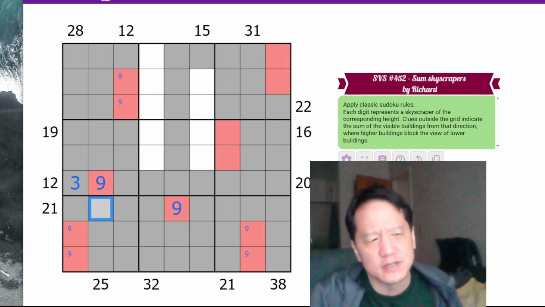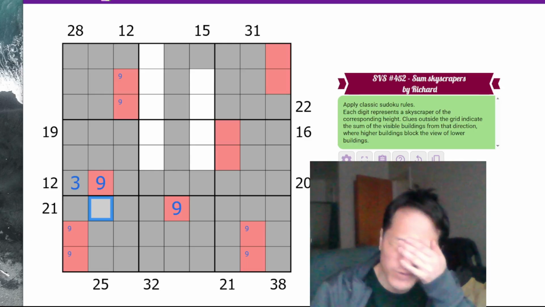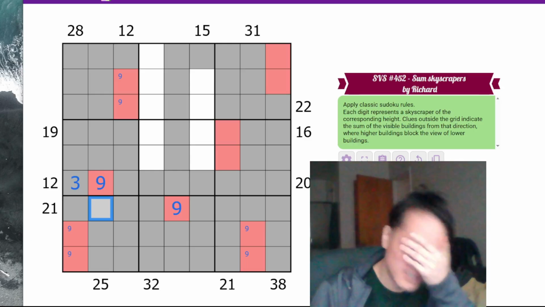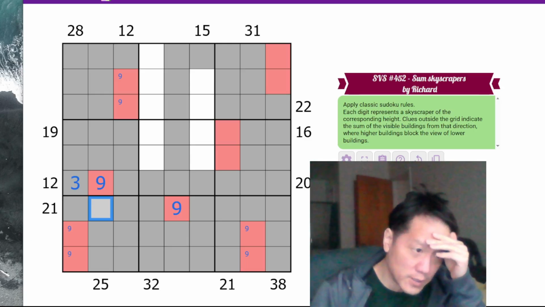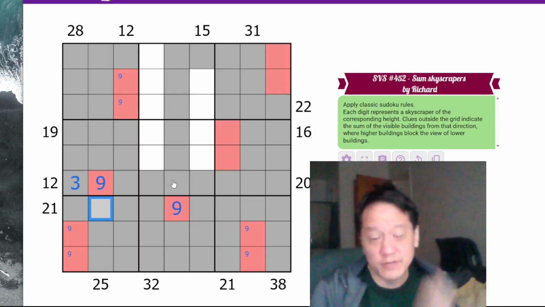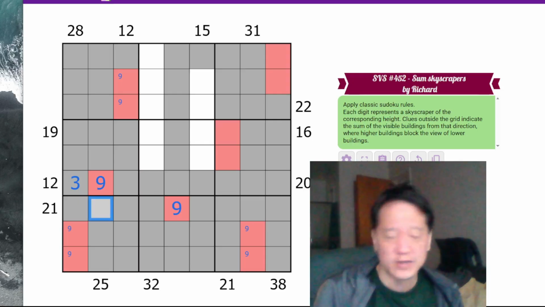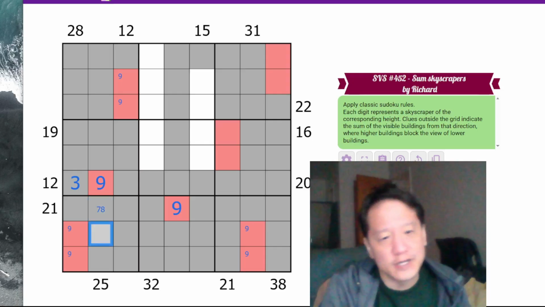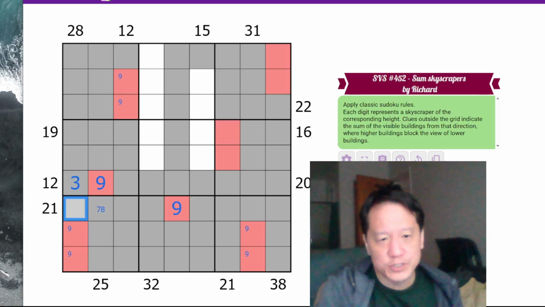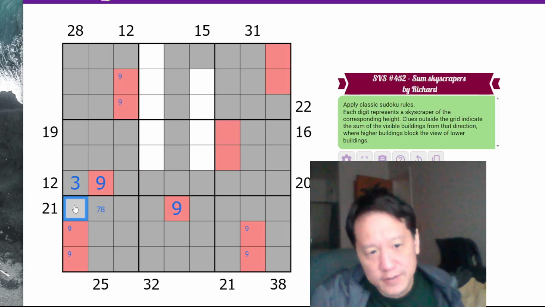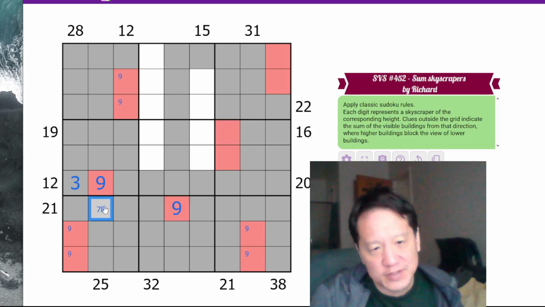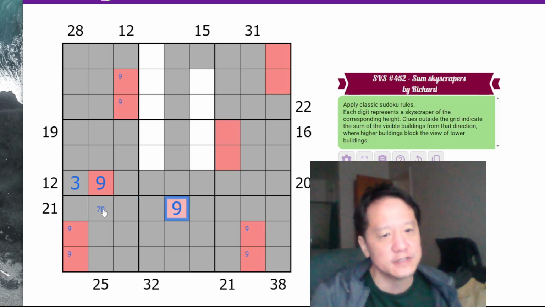No, it can't be 6. 6, 5, and 4 add up to 15. 15 plus 9 is 24. So this has to be at least 7 here. So this is 7 or 8. Which means this cell has to see 3. It can't be 7, 8, and 9 that it sees.